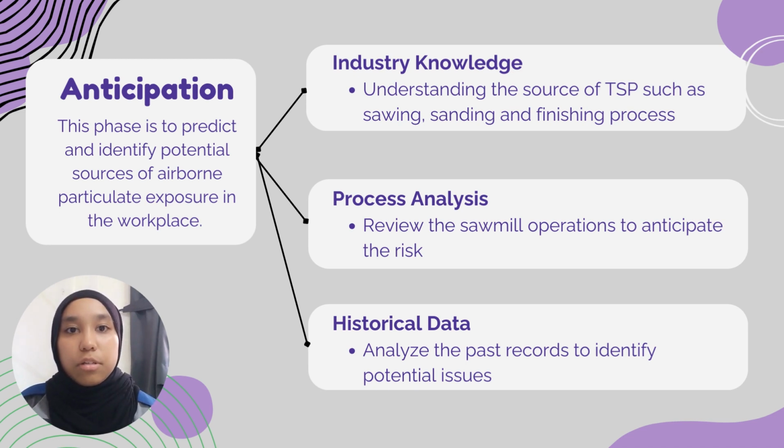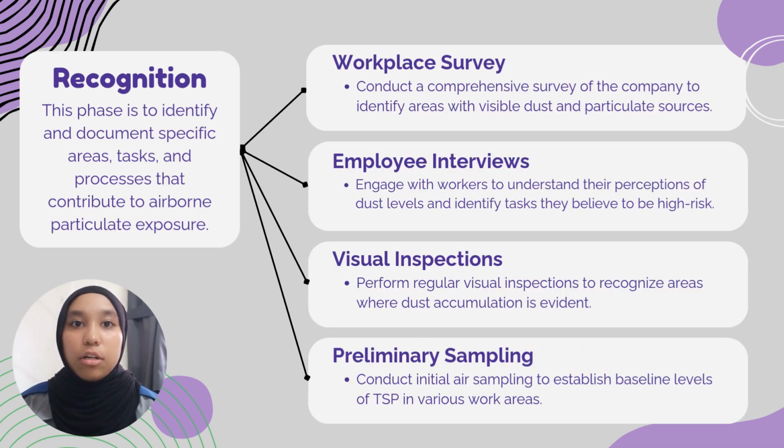And the second one is process analysis, which is to review the sawmill operations to anticipate the risk. And the last one is the historical data. It is to analyze the past records and to identify potential issues. For recognition, what is recognition? Recognition is this phase is actually to identify and document specific areas, tasks, and process that contribute to airborne particulate exposure.